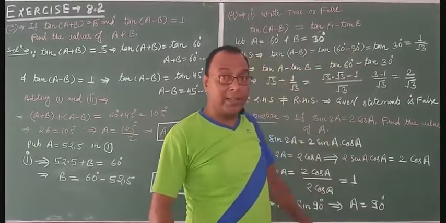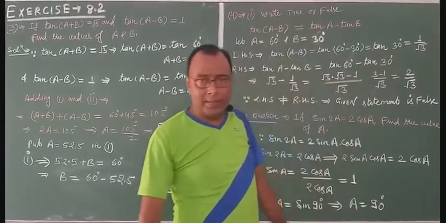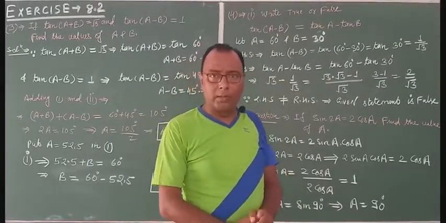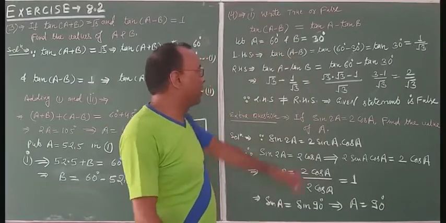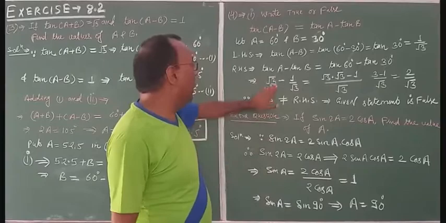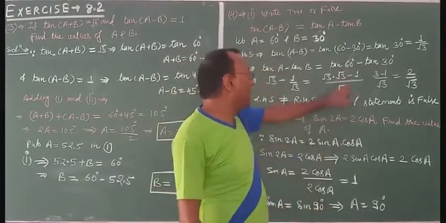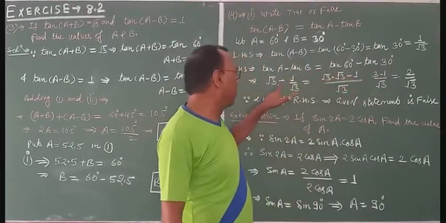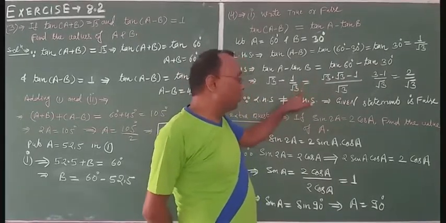60 minus 30 is 30. So this will become tan 30, and tan 30 is 1 upon under root 3. This is the value of the left hand side: 1 upon under root 3. Now come to the right hand side: tan A minus tan B, where A is 60. Tan 60 minus tan 30. Tan 60 is under root 3 and tan 30 is 1 upon under root 3.